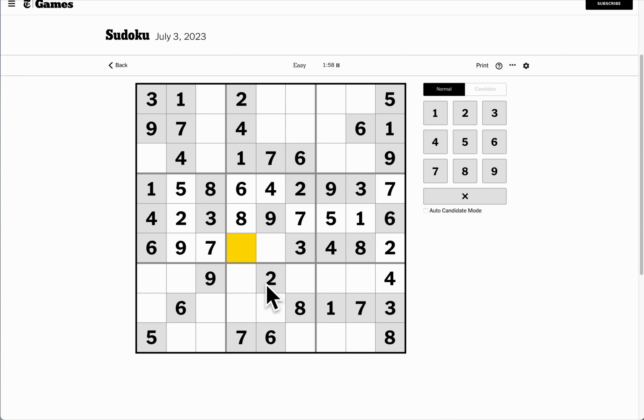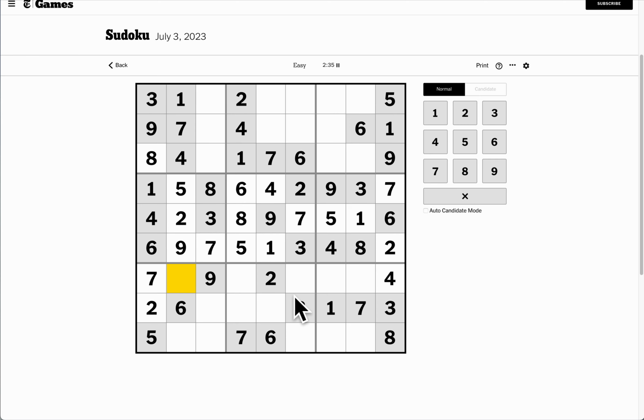Row six and box five are missing one and five. Okay, that has to be five, that has to be one. Okay, in column one, I'm missing two and seven and eight. This can't be seven or eight, it's two. This can't be seven, so that's eight, which puts a seven there.